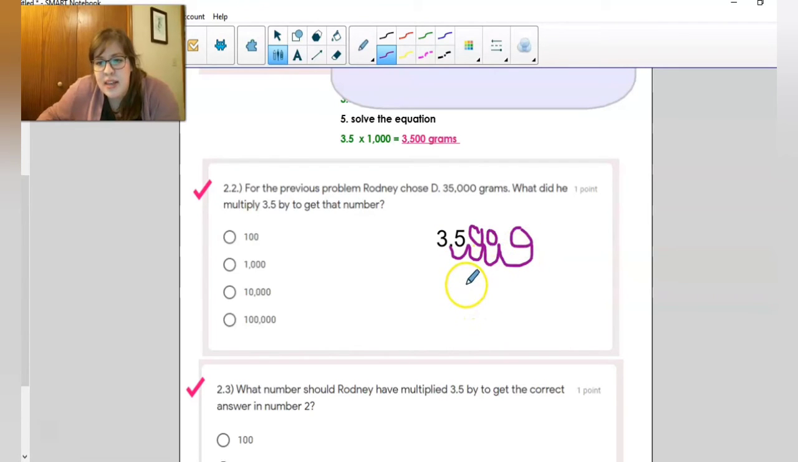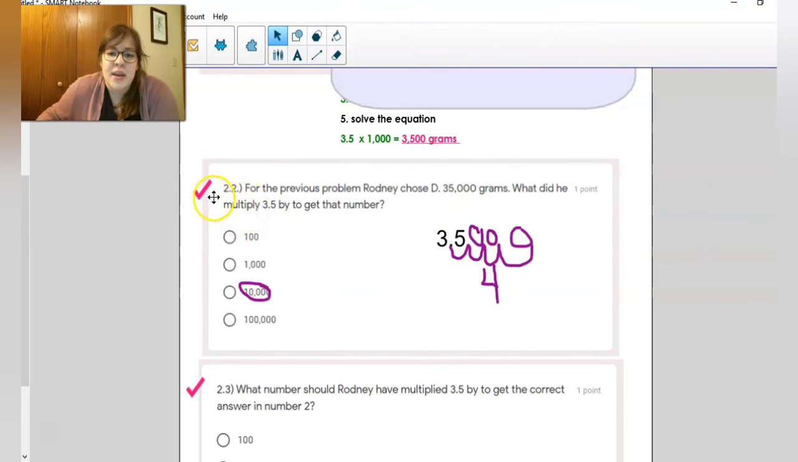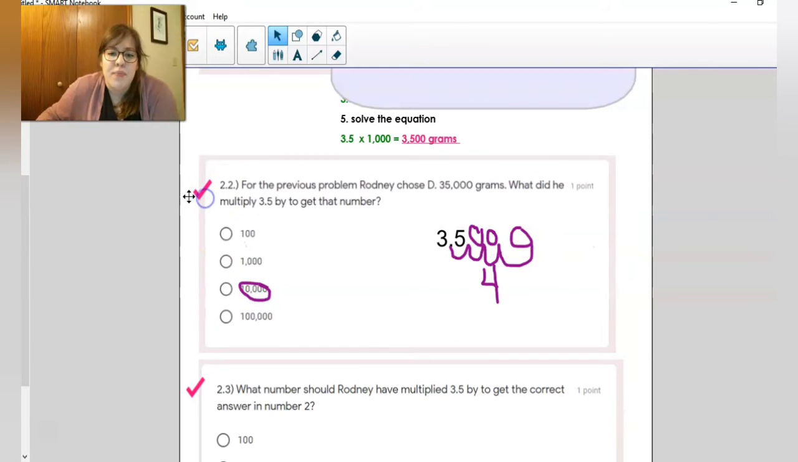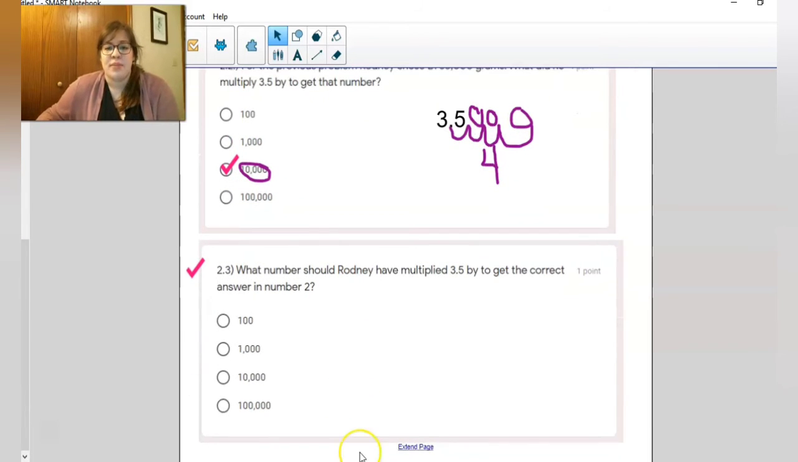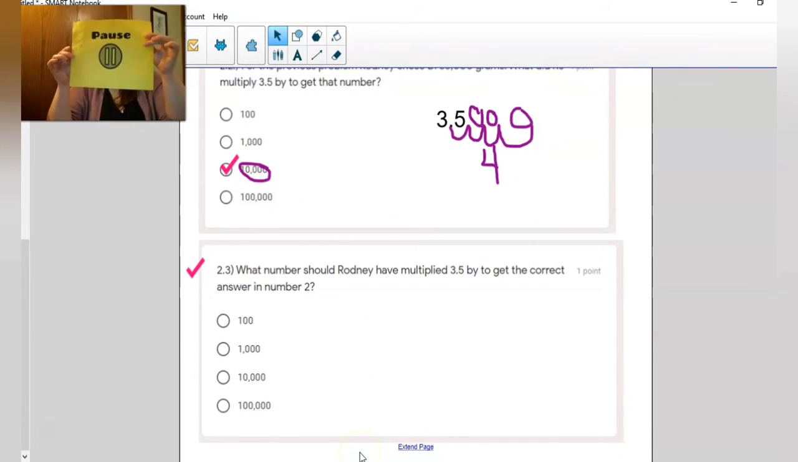So that means that they multiplied by 10,000. There's 1, 2, 3, 4 zeros here, which would make sense because then he moved it 4 times. So Rodney, when he got his answer, he multiplied by 10,000. So you can pause the video now and record this answer.